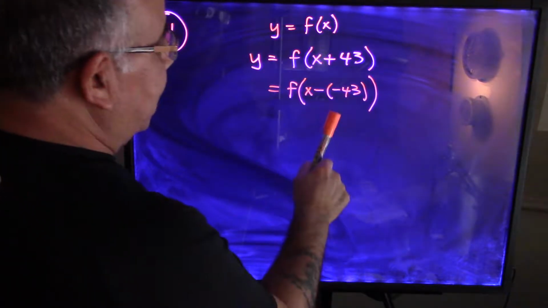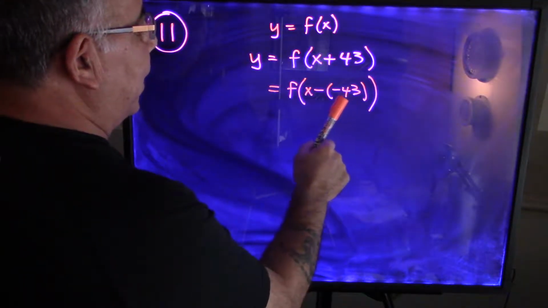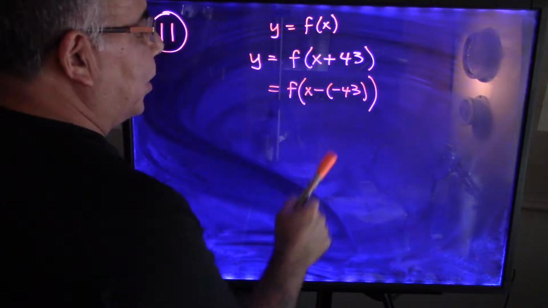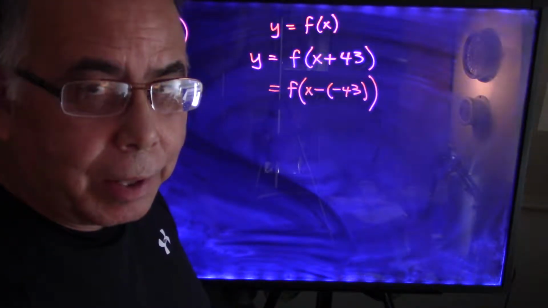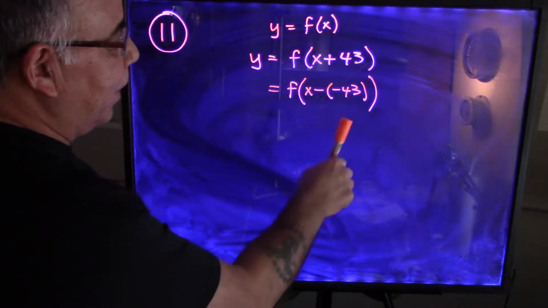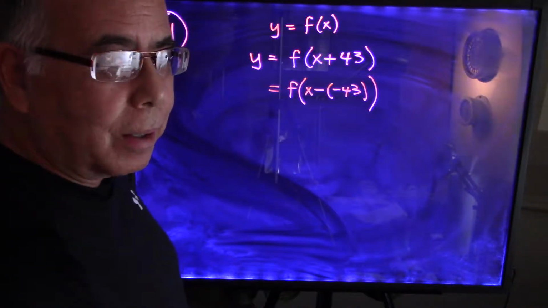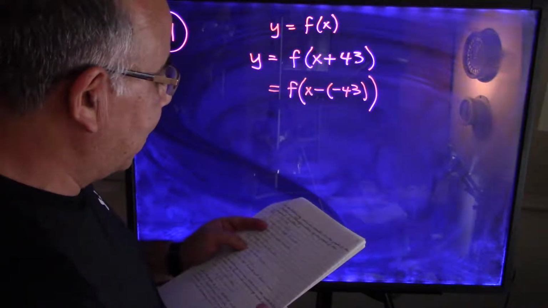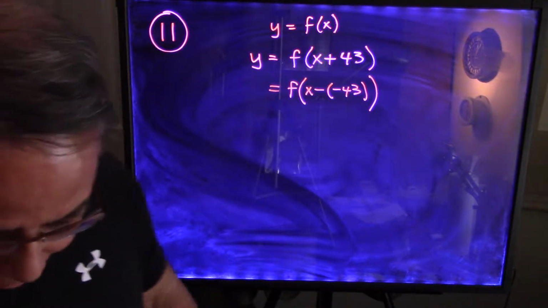Since this number is in the input next to the x, it's going to be a shift to the left or to the right. Think x-axis is horizontal, so any shifts along that axis are left or right. It's going to be to the left though, because it's a negative 43. So we have a shift to the left of f of x by 43 units.